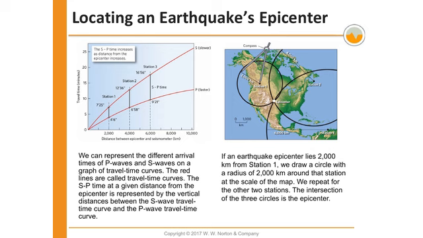To the right, we have a map indicating how circles are used to pinpoint the epicenter. If it's 2,000 kilometers from station 1, draw a circle with a radius of 2,000 kilometers around that station. This circle represents possible epicenter locations. Repeat for 2 additional stations. The point where the 3 circles intersect is the earthquake's epicenter.